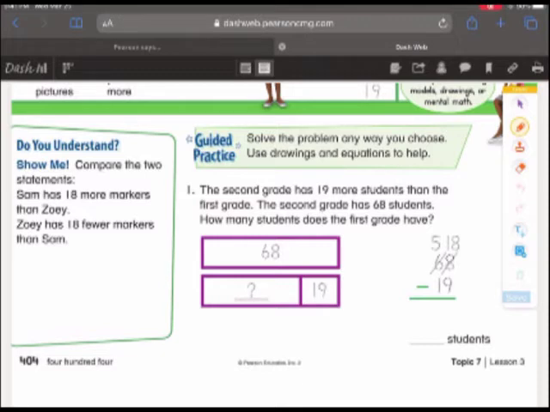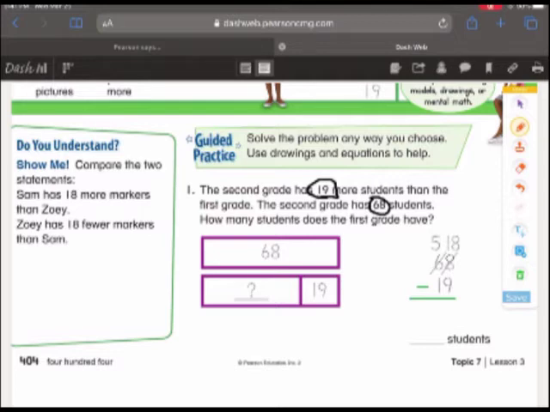The second grade class has 19 more students than the first grade class. The second grade class has 68 students. That's a lot of students. How many students does the first grade have? So what do we know? We know that second grade has 19 more students and that the total amount of second graders is 68. We also know that there are more second graders than first graders.